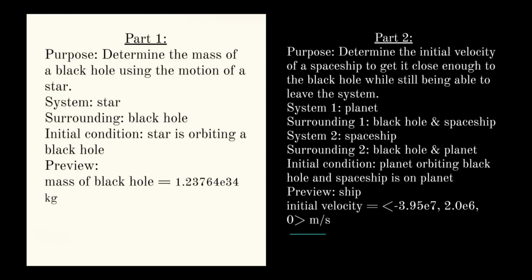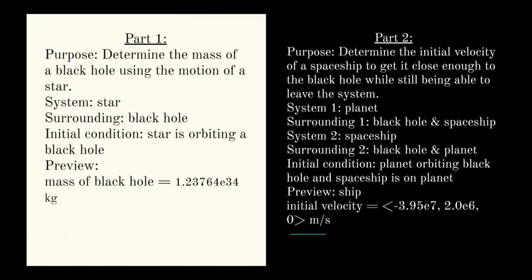For part 2, the purpose is to determine the initial velocity of the spaceship to get it close enough to the black hole from part 1 while still being able to leave the system. To find the net force in this situation, we would need the gravitational forces with two different systems, one system being the planet and another system being the spaceship. The initial condition is the planet is orbiting a black hole and the spaceship is on the planet.